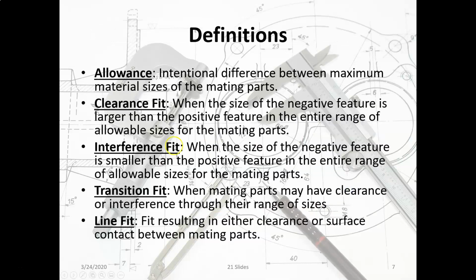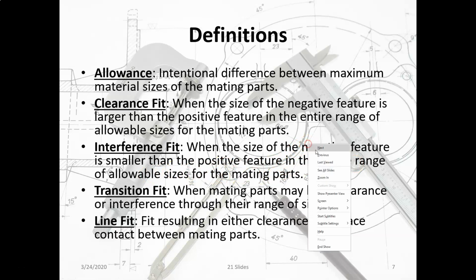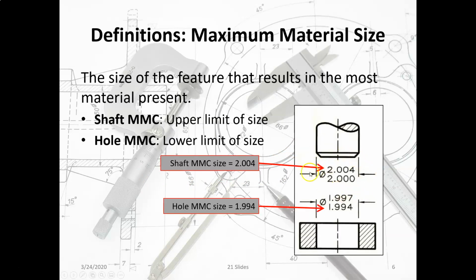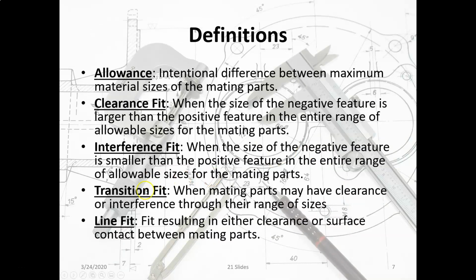Okay. Interference fit is when the size of the negative feature, that is the hole, is smaller than the positive feature in the entire range of allowable sizes. So in this case, this is an interference fit because the hole is never larger than the shaft. Right? So this is intended to be an interference fit. The hole is always smaller than the shaft. And finally, a transition fit is when the mating parts have some clearance and some interference depending on the exact sizes they're produced at.